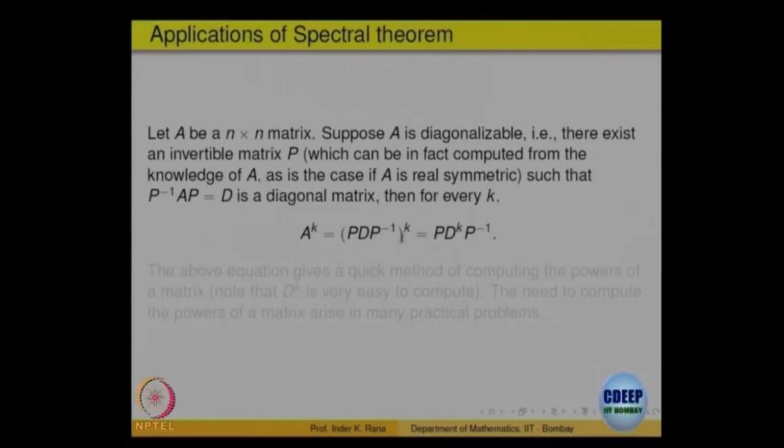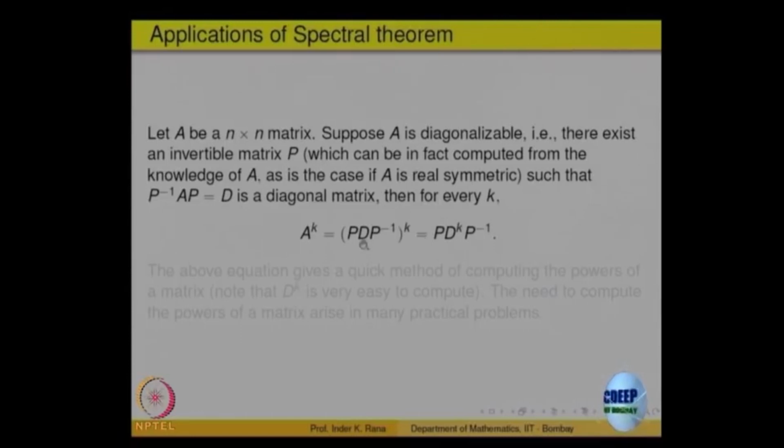When you expand, say, A squared, when you multiply, it will be P D P inverse here, and the next one will be P D P inverse. So, P inverse will cancel, right. So, for any K, this power is P, the diagonal matrix raised to power K, into P inverse. So, you do not have to do anything other than, if it is invertible, find out the matrix D which is diagonal, which has the eigenvalues of the matrix A.